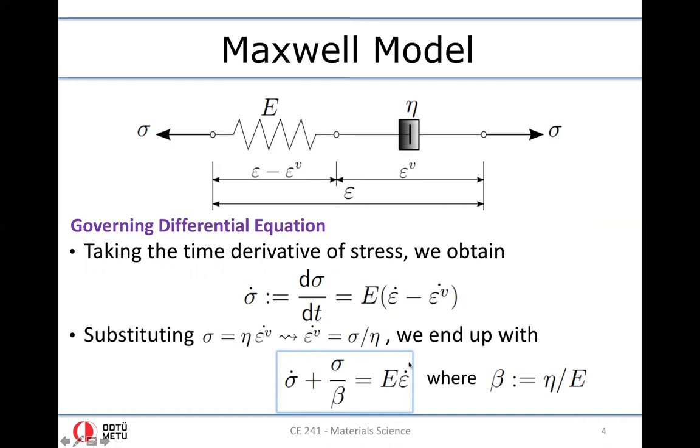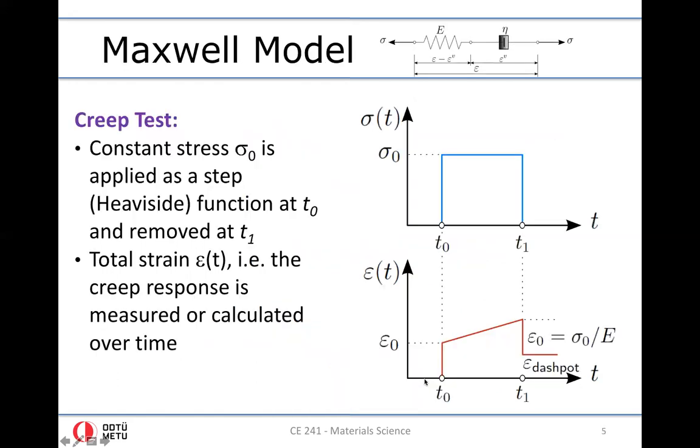This is an ordinary differential equation where the independent variable is time, while the dependent variables are stress or strain. So depending upon the loading, whether it is stress controlled or strain controlled, you can specify one side of this equation and solve for the unknown part in terms of time, as we will do for two important experiments of viscoelasticity.